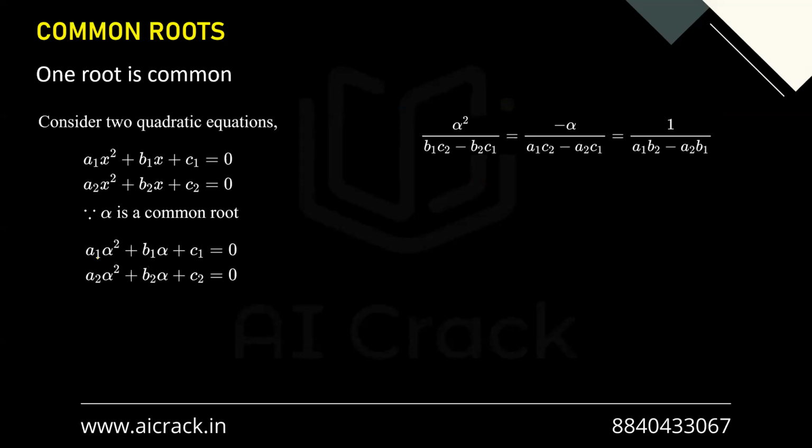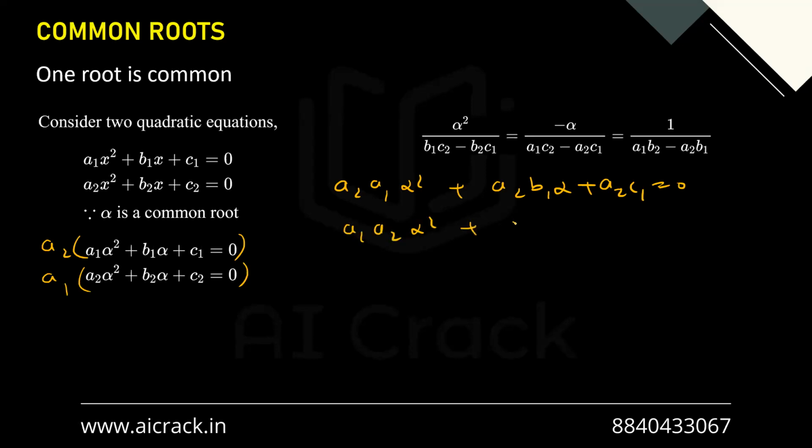So what we'll be doing, we'll be first using the elimination method to find out this condition, and then we'll use a shortcut. Okay, so for the elimination method, we'll be treating alpha square and alpha as two variables, and then we'll eliminate them. Okay, so for the first equation, I'll be multiplying by a2, and the second equation I'll be multiplying by a1. Okay, so what we have got, a2 a1 alpha square plus a2 b1 alpha plus a2 c1 equals to 0. Okay, and over here what we have got, a1 a2 alpha square plus a1 b2 alpha plus a1 c2 equals to 0, right? Now if we subtract both of them, what will we be getting?